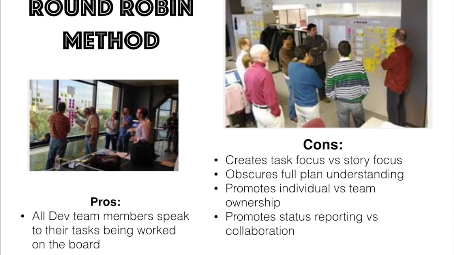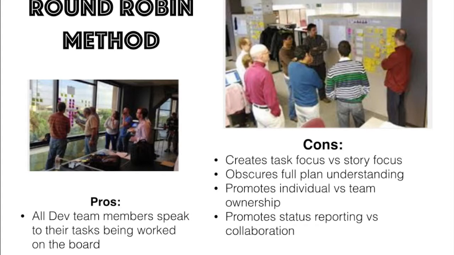The round robin method also has some cons. One of the cons is that the round robin method tends to cause the team to focus on individual tasks that they're working on rather than having a whole story or a whole sprint focus. Another thing that happens sometimes is that because we're talking about tasks in random stories as we go around the circle, sometimes the full plan understanding of what we're going to do together today gets obscured.